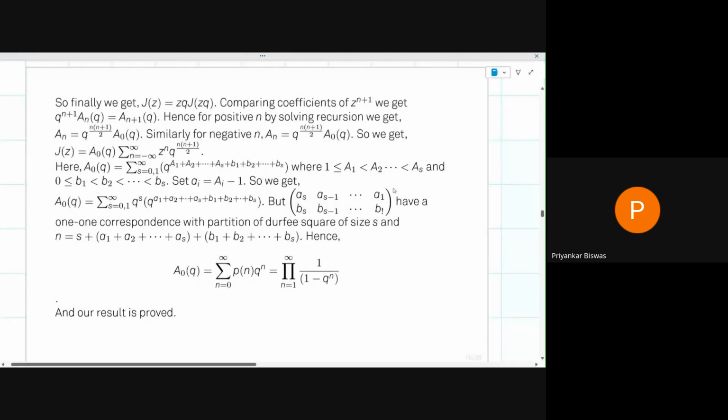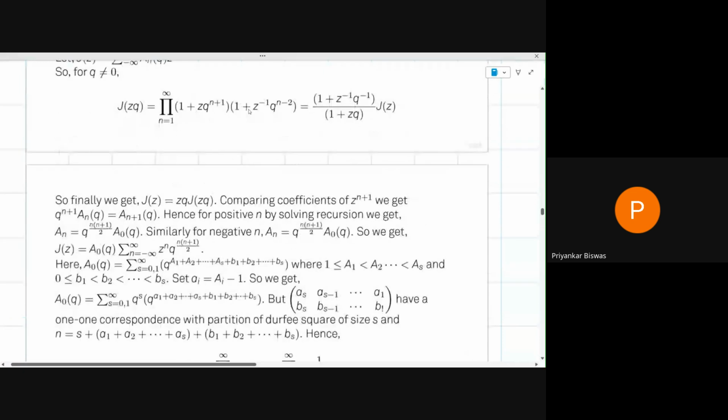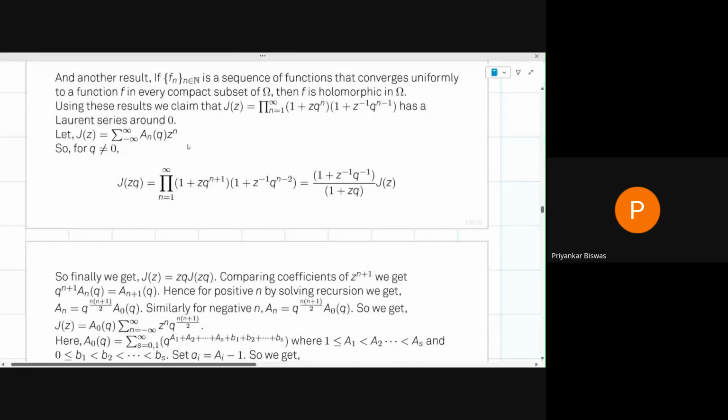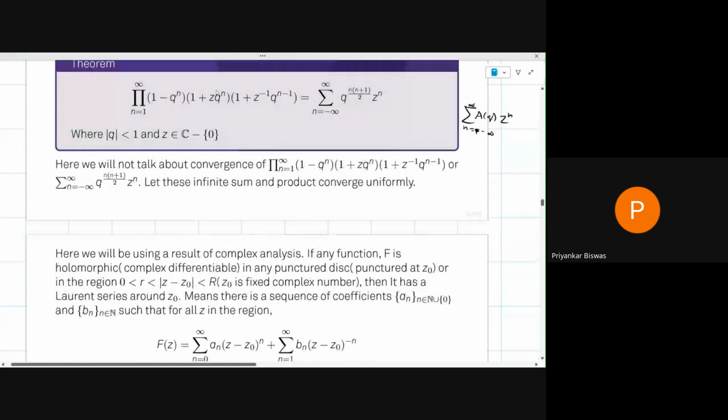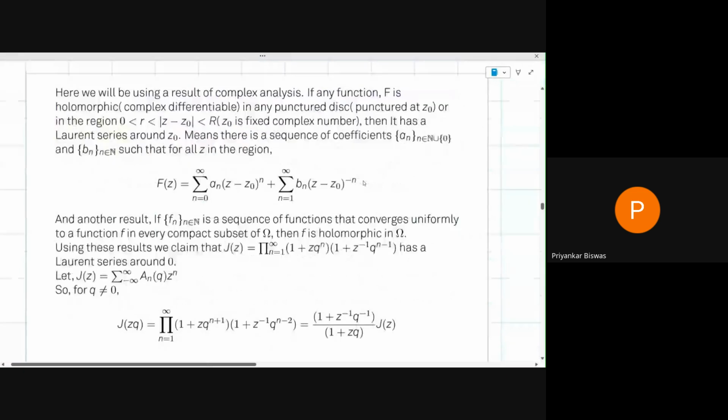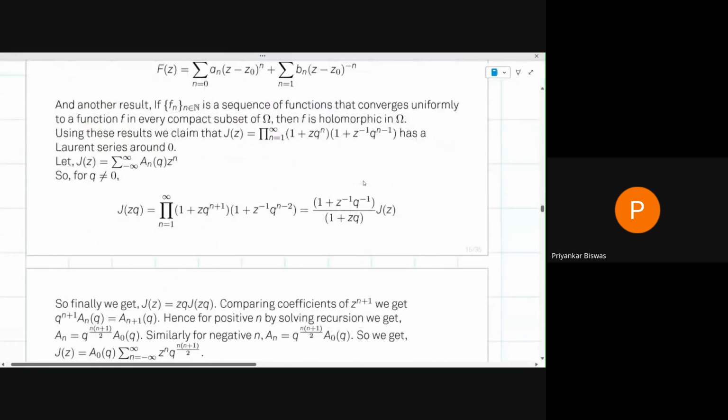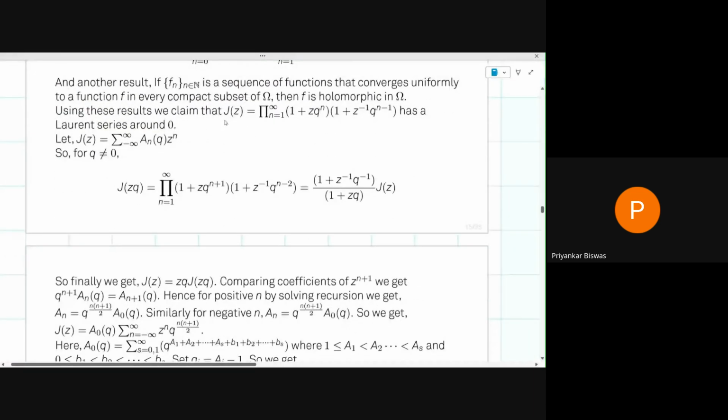Say the Laurent series expansion of this expression, the product of 1 plus zq to the power n into 1 plus z inverse q to the power n minus 1, this part, is say g of z. Now g of z, suppose this is the Laurent series expansion we have got here.